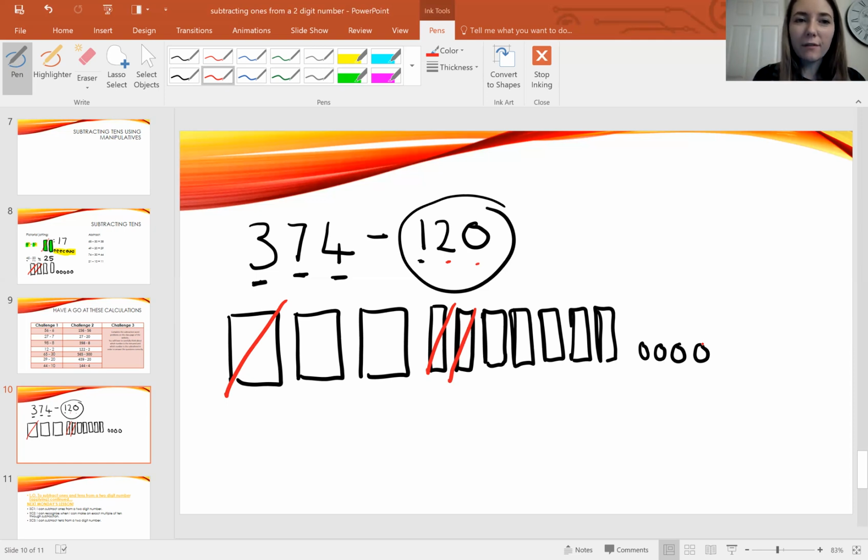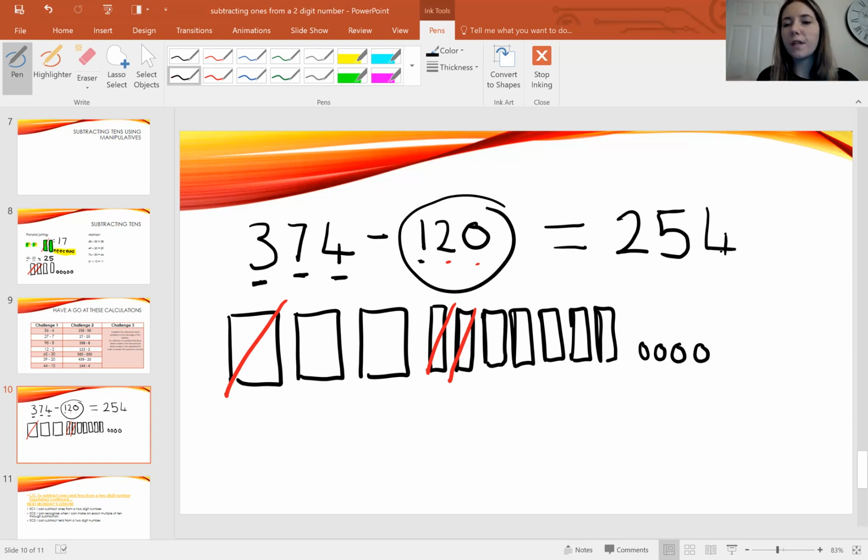Right, what have we got left? Let's look at what the difference is. 200s left. Right, my 200s, my hundreds digit. How many tens? 1, 2, 3, 4, 5. 5 tens left. 1, 2, 3, 4. 4 ones. So the answer is 254.